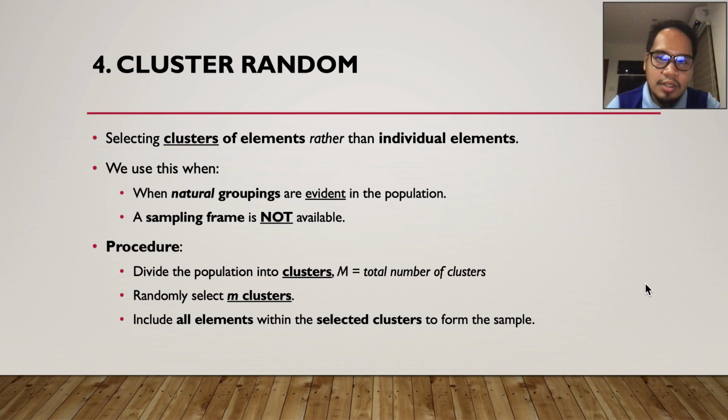That's it for now. Those are examples of probability sampling. So let's just have a recap. We have talked about simple random sampling, stratified random sampling, cluster random sampling, and multi-stage random sampling. I hope you have learned quite a lot after that.